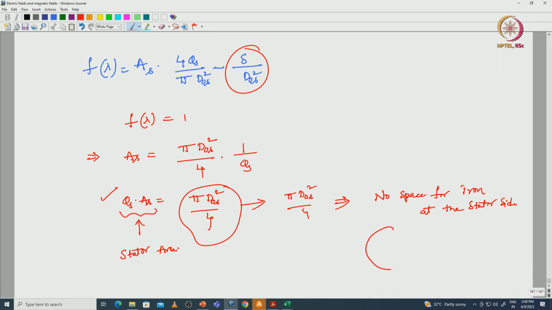Okay. The complete stator has copper only in all slots. The complete stator is occupied with copper windings only. This is the stator, and the complete thing is occupied by copper.